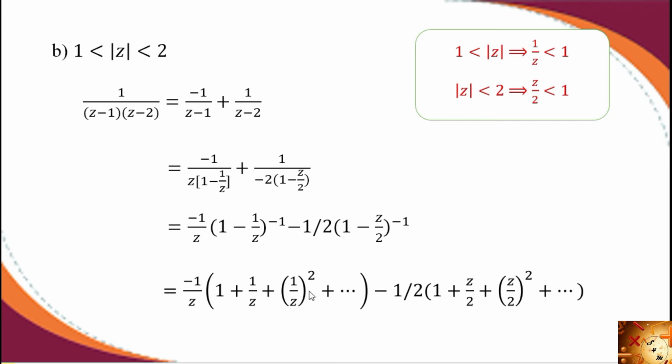Then expanding the expression, we get minus 1 by z into 1 plus 1 by z plus (1 by z) whole square plus etc. minus 1 by 2 into 1 plus z by 2 plus (z by 2) the whole square plus etc. So this is the Laurent series in the region 1 less than mod z less than 2.